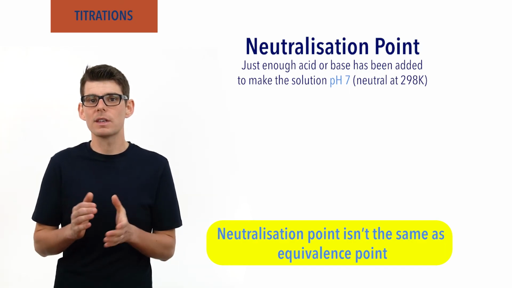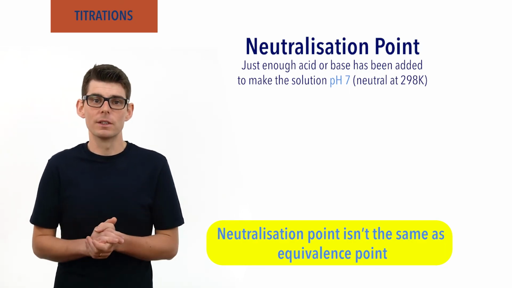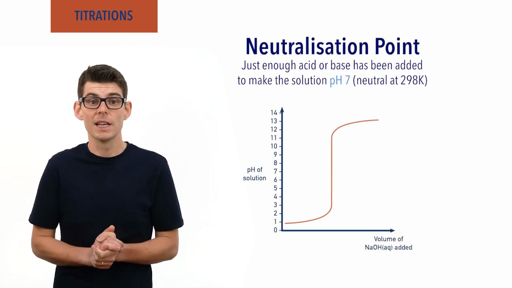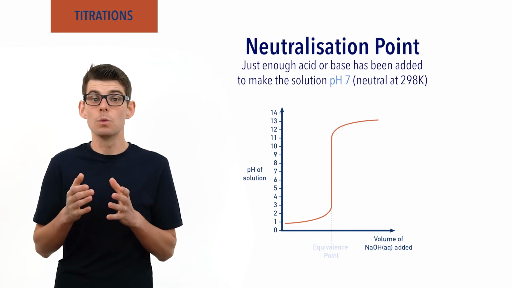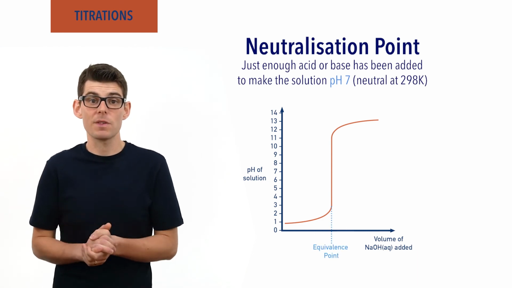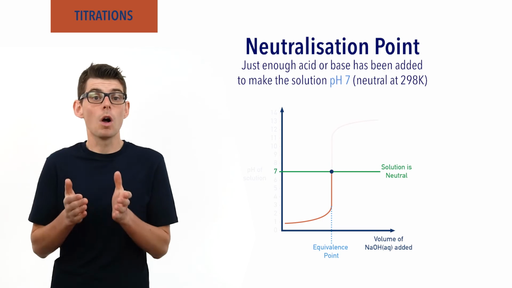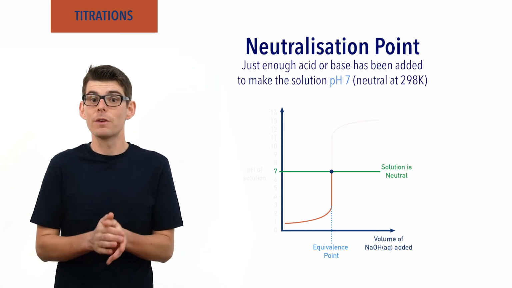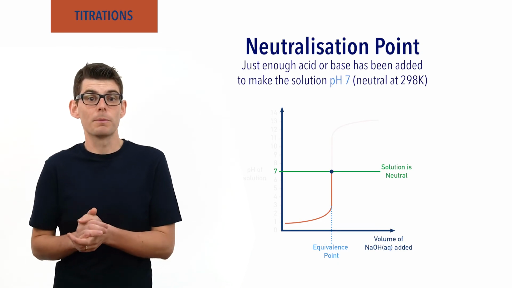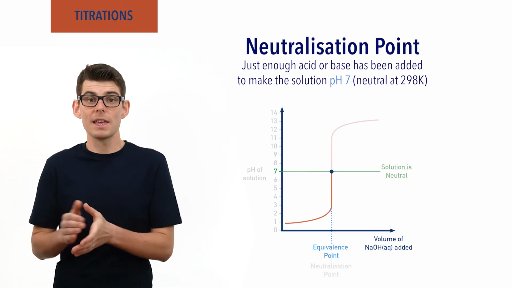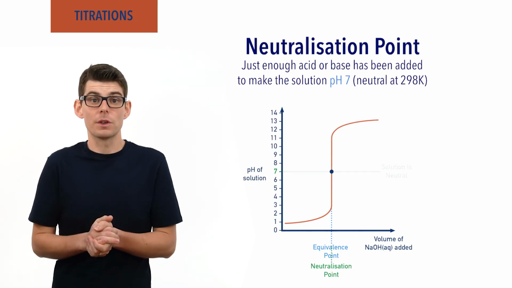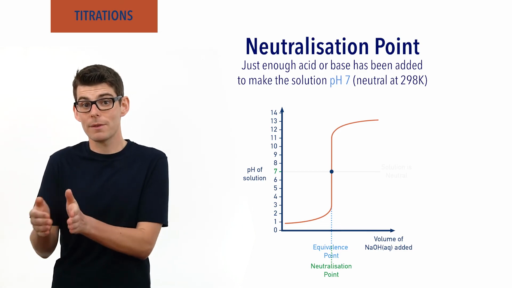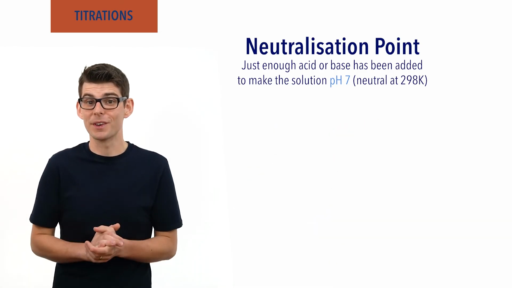The reason things can get confusing is that for a strong acid and strong base titration, like the one here with hydrochloric acid and sodium hydroxide, at the equivalence point the solution will be neutral and have a pH of 7, as the solution formed will only contain sodium chloride and water, meaning the volume of base added for the neutralization point and the volume of base added for the equivalence point are the same. It takes the same amount of sodium hydroxide to reach the equivalence point as it does to make the solution pH 7. This doesn't have to be the case though.